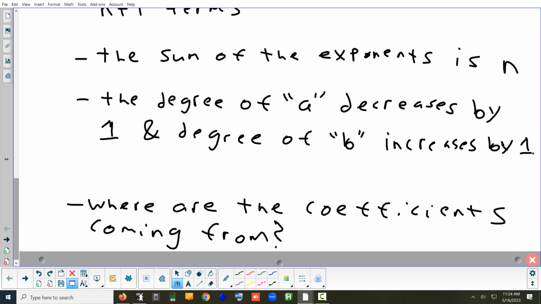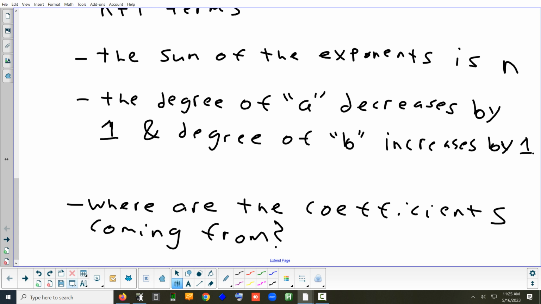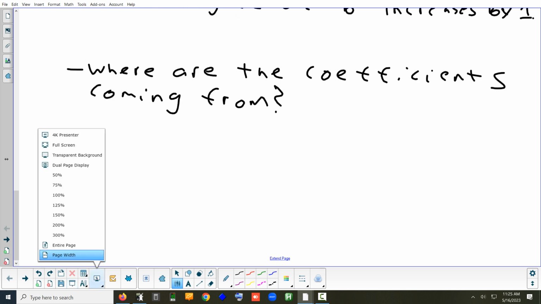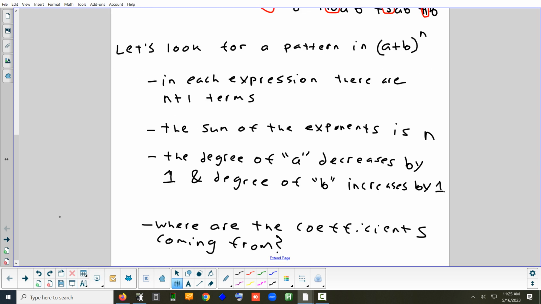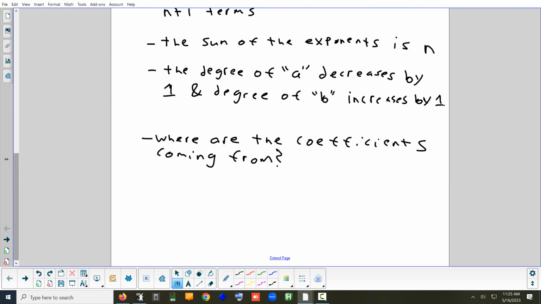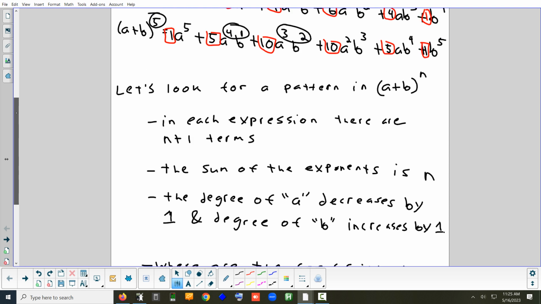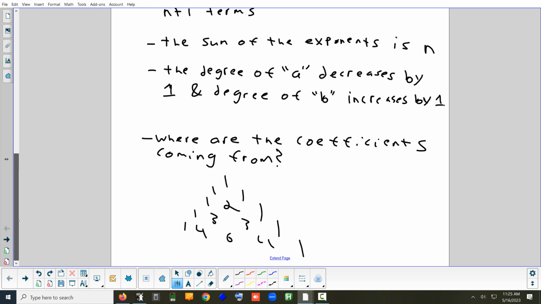But the tricky one, I don't think anyone noticed this one right away, is where those coefficients were coming from. They're coming from rows in Pascal's triangle. So if you make the triangle, or not draw it, but if you write that triangle out, you will see the numbers that are in the expansion of those binomials.